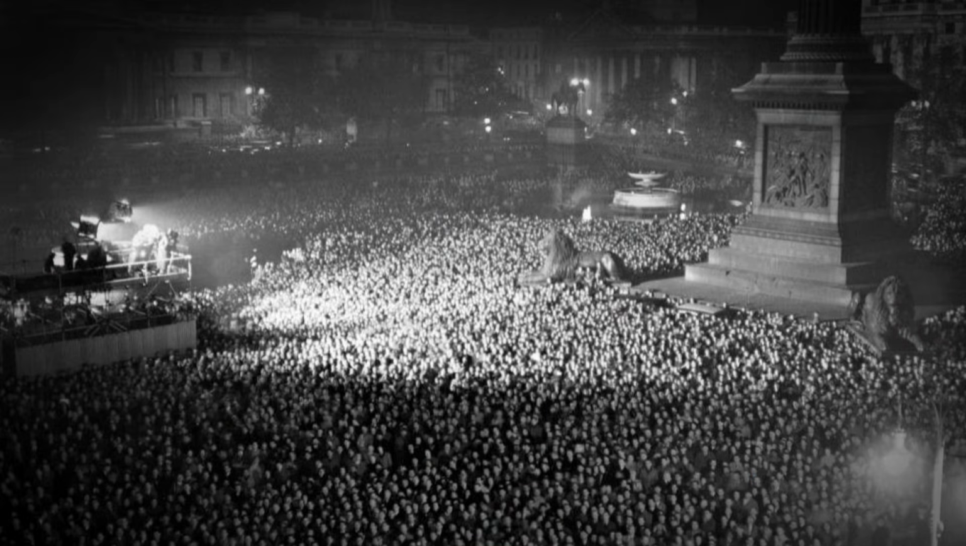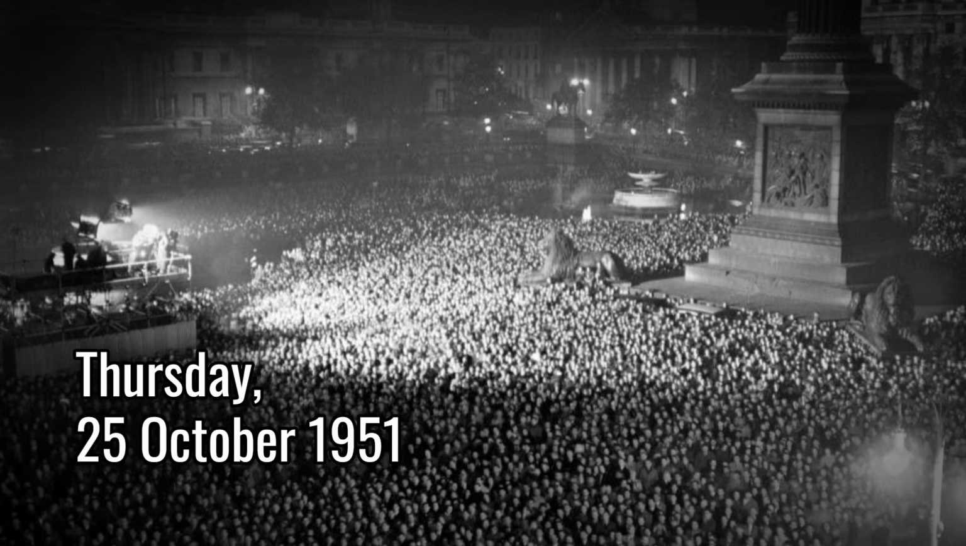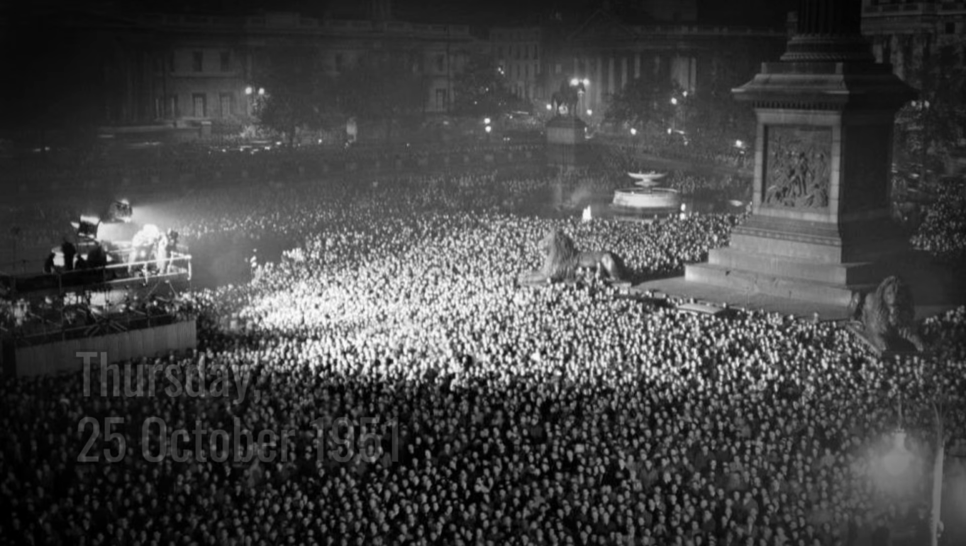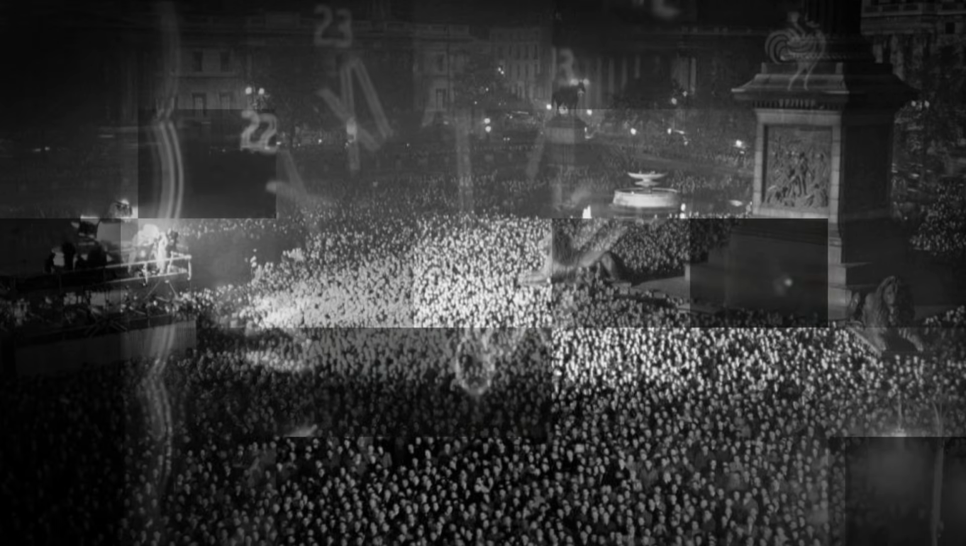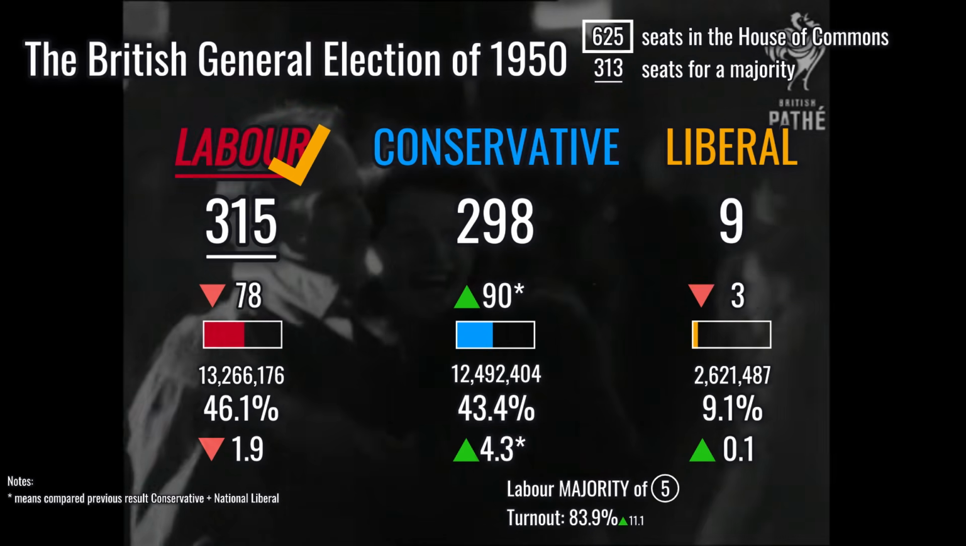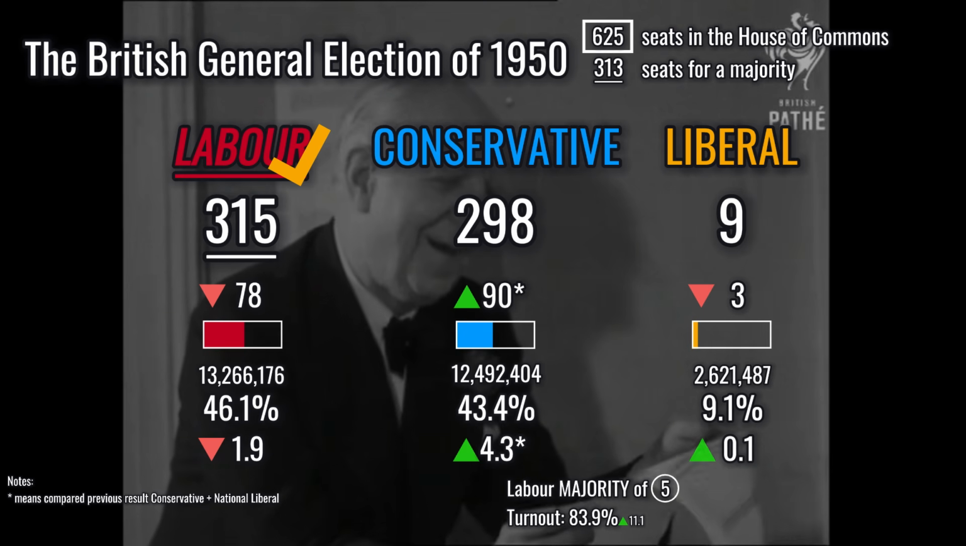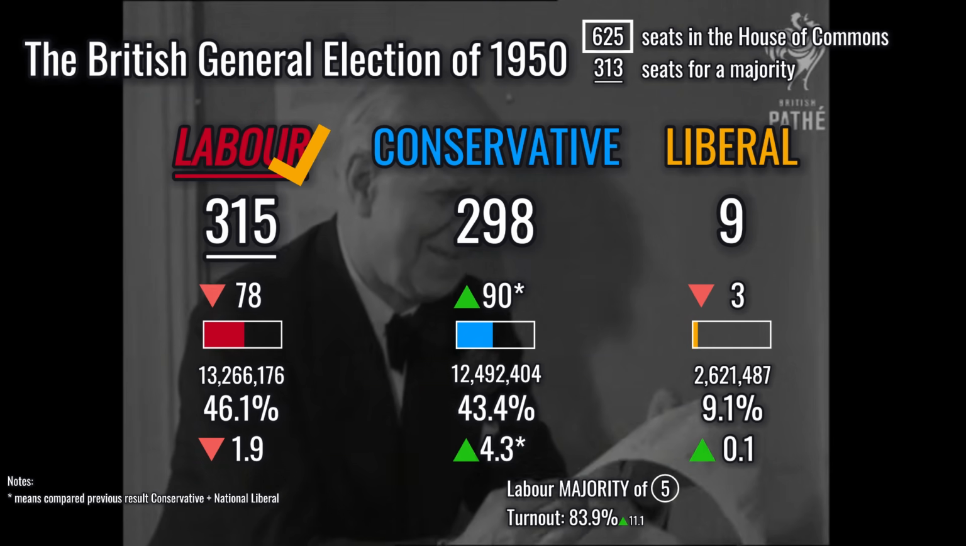The 1951 UK general election was held on Thursday, the 25th of October. In the previous general election in 1950, the Labour government, led by Prime Minister Clement Attlee, had narrowly secured re-election with a slashed majority of just 5 seats.